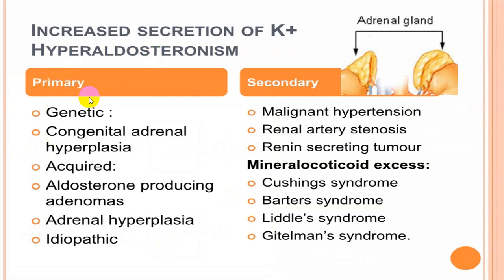Certain hyperaldosteronism can be primary or secondary. Secondary is very common in malignant hypertension, renal artery stenosis, renin-secreting tumors, Cushing syndrome, and very frequently you see excess aldosterone secondary to Bartter syndrome, Liddle's, and Gitelman's syndromes. While primary will be very common in congenital adrenal hyperplasia, aldosterone-producing adenomas, adrenal hyperplasia, and maybe idiopathic. So do keep this in mind.